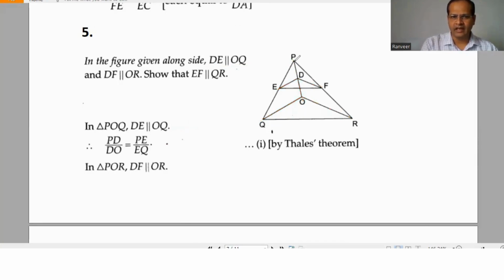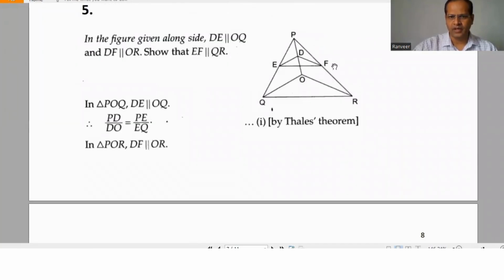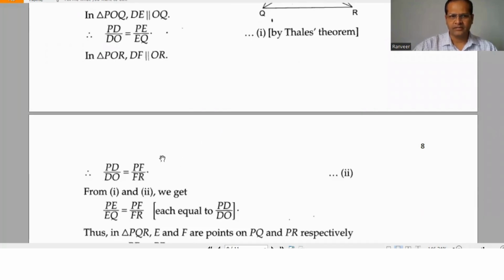Same way, we can take the triangle POR. In this, DF is parallel to OR. If this is parallel, then we can write PD by DO equal to PF by FR. This is the Thales theorem. So from first and second, the left hand sides are equal. Here the left hand side is PD by DO, and here also PD by DO. These values are the same. So the right hand sides, PE by EQ and PF by FR, are both the same from first and second.